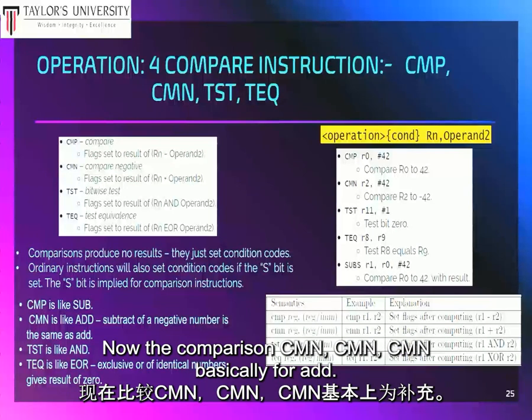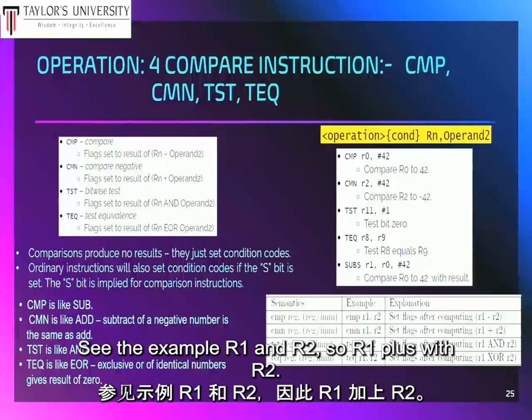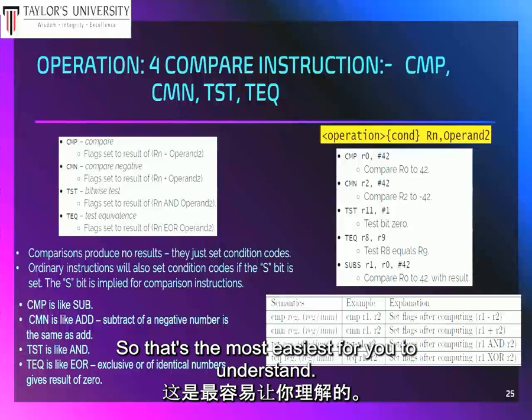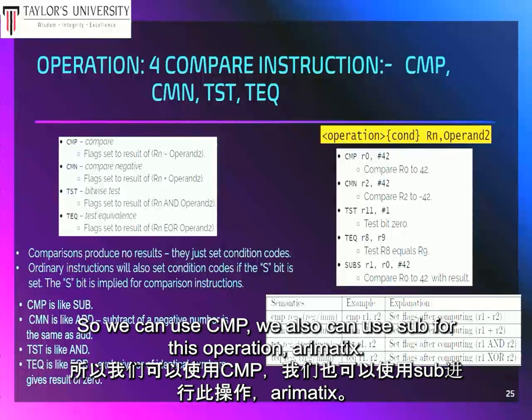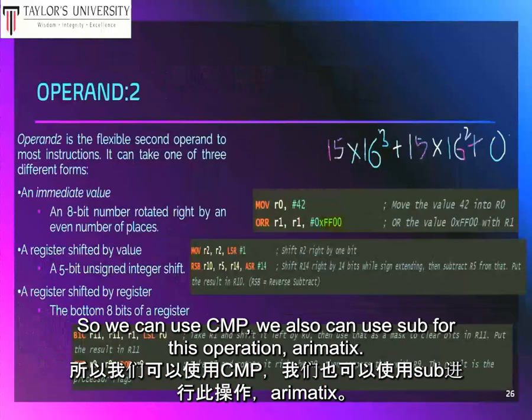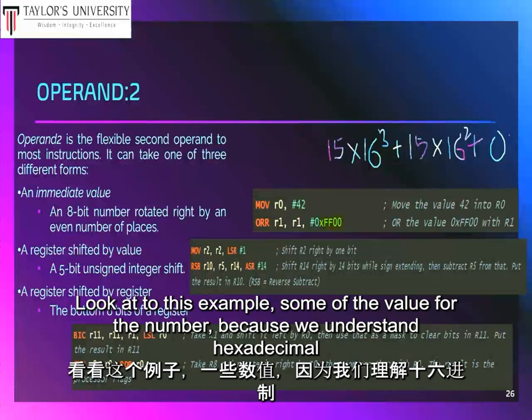Another comparison is CMN. CMN is basically for add. See the example, R1 and R2, so R1 plus R2. That's the easiest way for you to understand. So we can use CMP, and we also can use sub for this arithmetic operation. Look at this example.